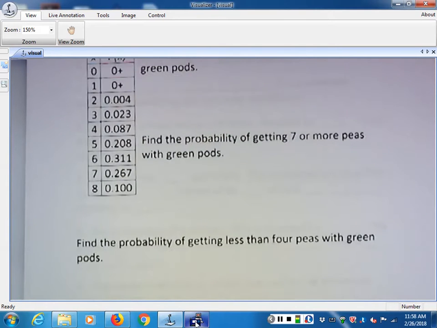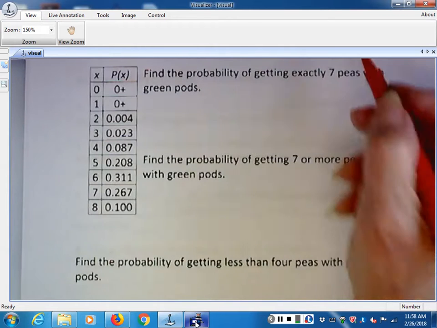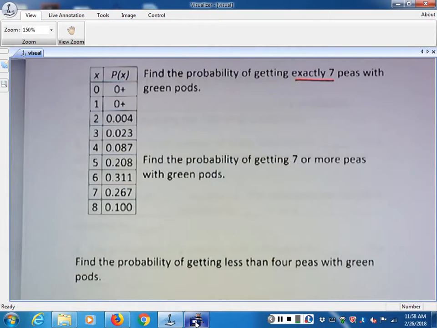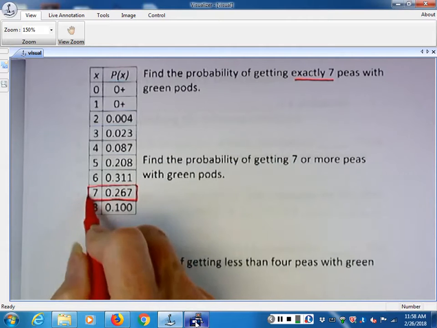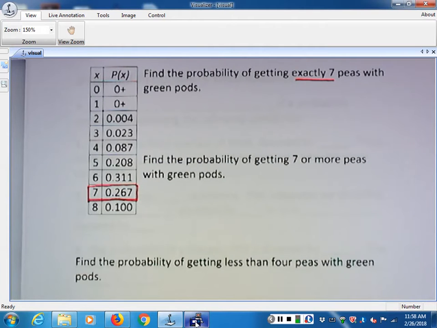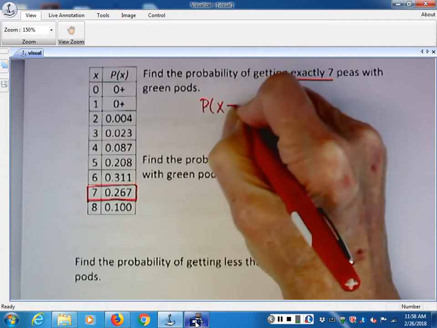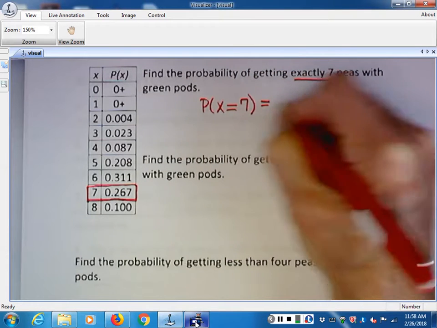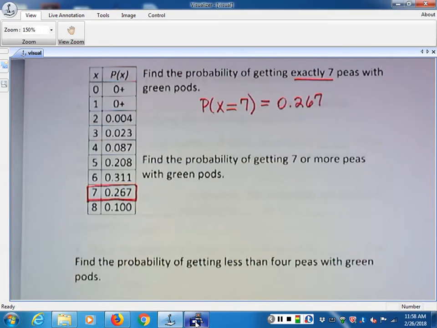Okay, we're still working on the same problem. So it says find the probability of getting exactly 7. Well, you can read that out of the table. The probability of getting exactly 7 peas with green pods is 0.267.